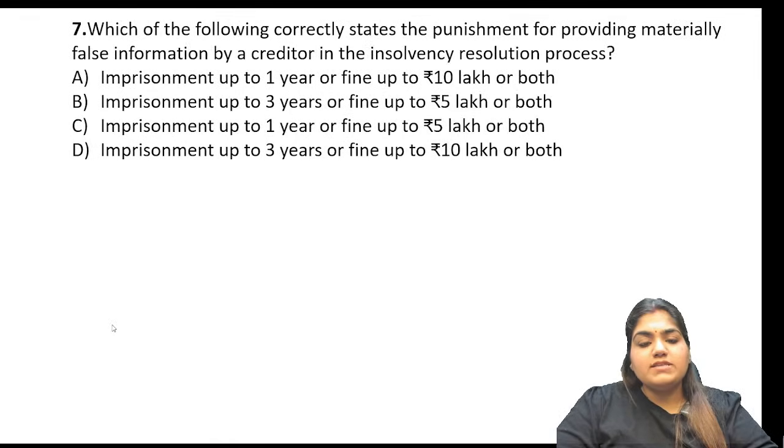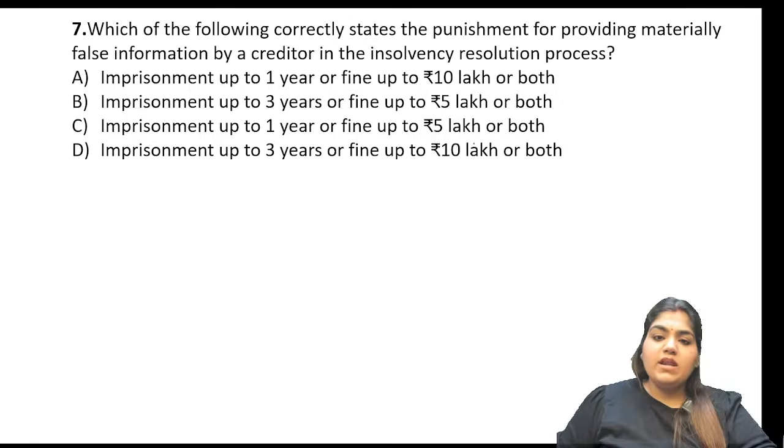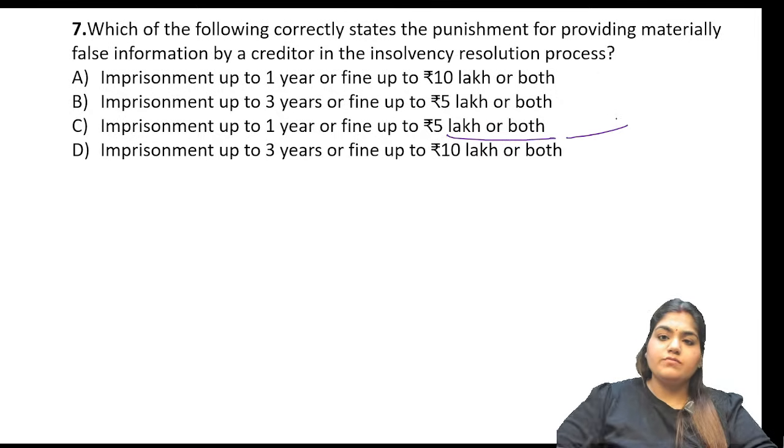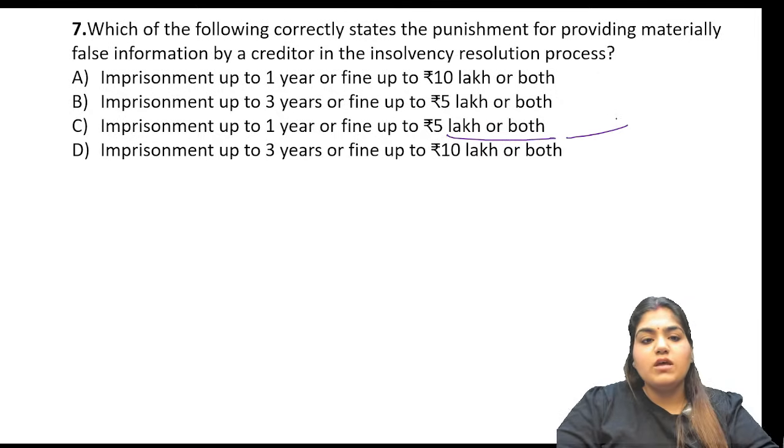Next, which of the following statements correctly tells the punishment? Punishment. It is 1 year and 5 lakh fine, or both. For false information, it is 1 year or 5 lakh fine or both.